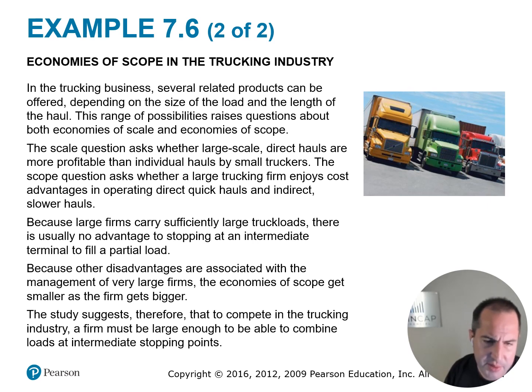Economies of scope in the trucking business: because large firms carry sufficient truckloads, there is usually no advantage to stopping at an intermediate terminal to fill a partial load. Because other disadvantages are associated with management of very large firms, economies of scope get smaller as the firm gets bigger. The study suggests, therefore, that to compete in the trucking industry, a firm must be large enough to be able to combine loads at intermediate stopping points. So basically, they need to be able to move goods and services around efficiently, and move things at a low cost by doing good routes and things of that nature.